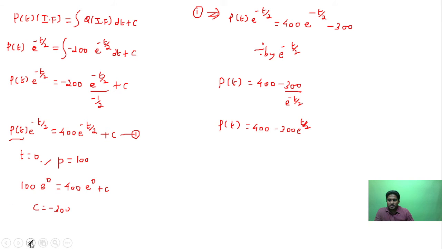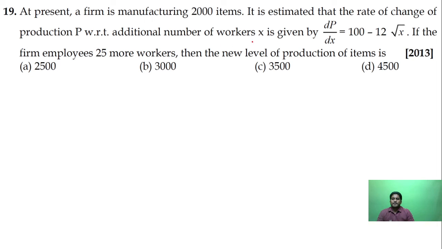Okay, let me write this clearly. So this is plus t by 2, 300 e to the power of t by 2. Okay, that's the answer, guys. Answer is option A. Let's move to the next question.